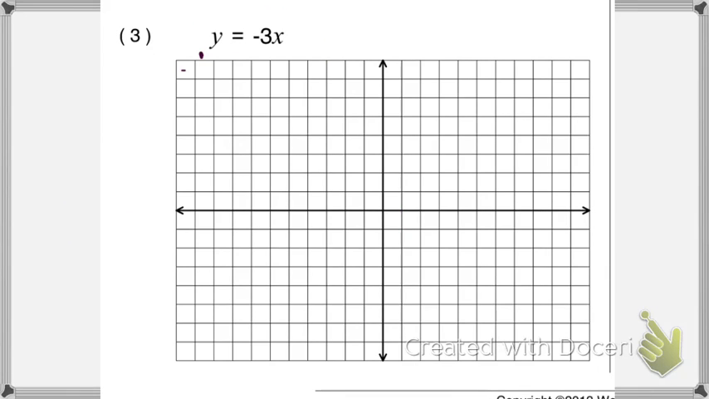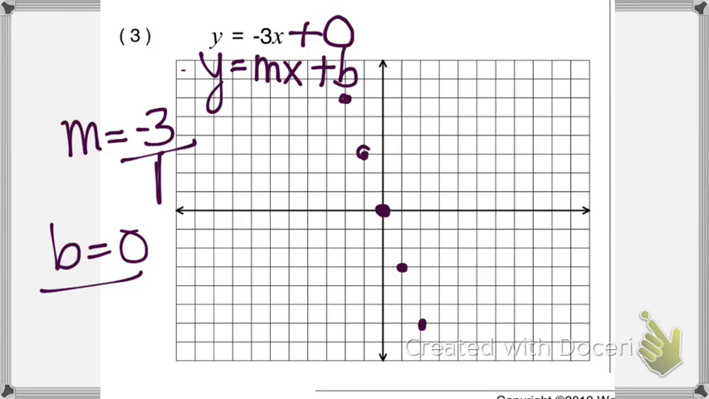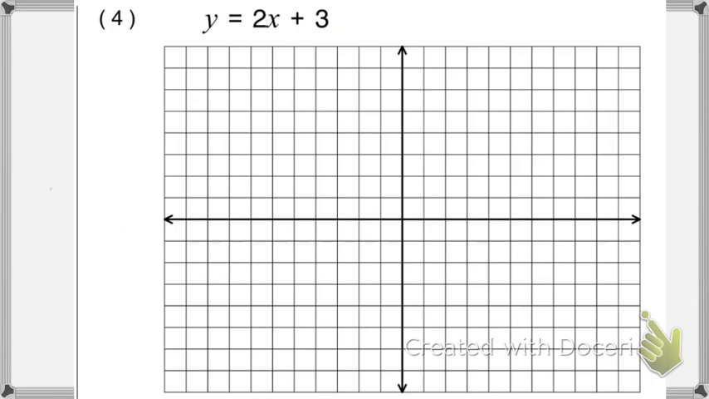All right, again, we got y equals mx plus b. So we don't have a number here. We can add 0. So our m is -3. Our b is 0. B is our start. B is our y-intercept. So start at 0. M is slope. Slope needs rise and run, so we're going to go down 3 over 1. So I can get some really quick solutions here. And then draw the line to show all the solutions.